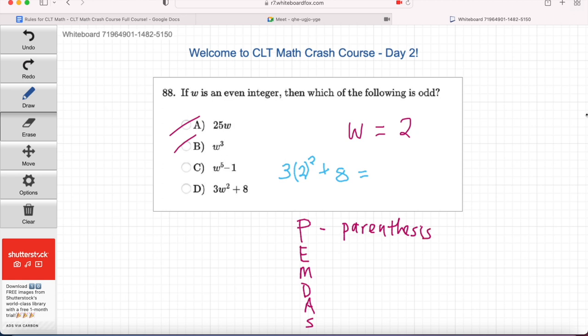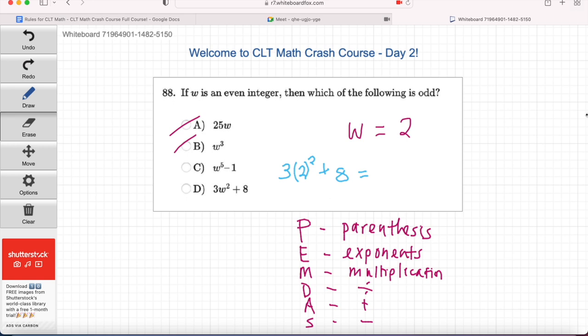Next is exponents. Is this familiar at all or no? It is, yes. I just hadn't heard of PEMDAS. Yeah. Multiplication. Division. I'm just going to draw the division sign. There we go. Addition. And then subtraction. Okay, that's PEMDAS. So we can think in terms of PEMDAS here.